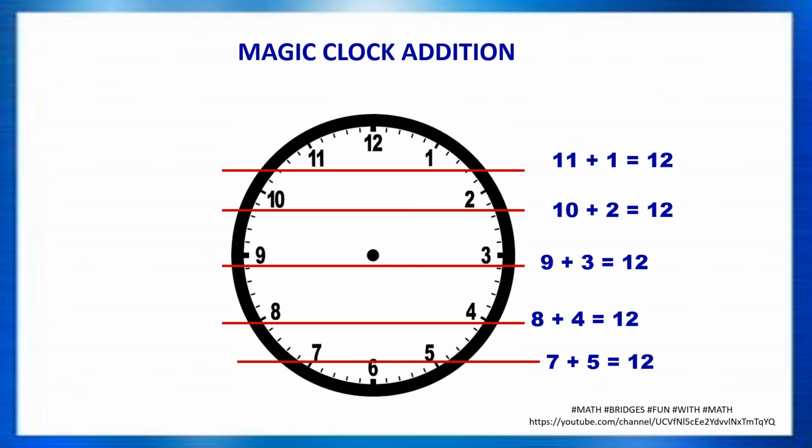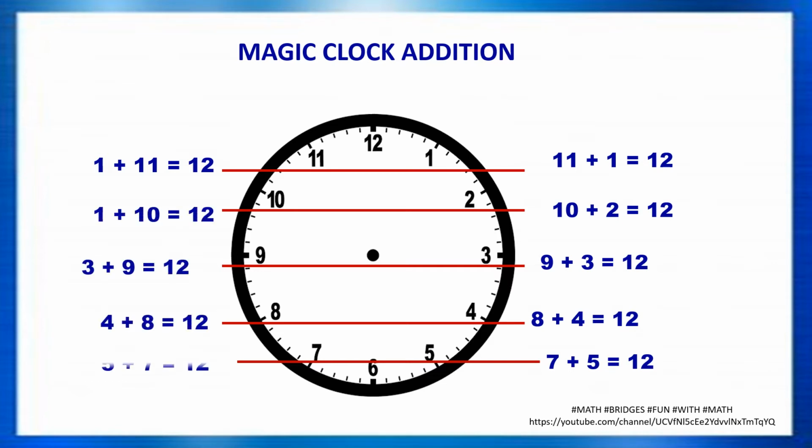This also can be considered as an activity where you can understand that a plus b equals b plus a. Similarly, if you are taking this side, 1 plus 11 is 12. Similarly, 2 plus 10 is 12, 3 plus 9 is 12, 4 plus 8 is 12 and 5 plus 7 is 12. Children enjoy doing this kind of sums, which can be considered as an activity.